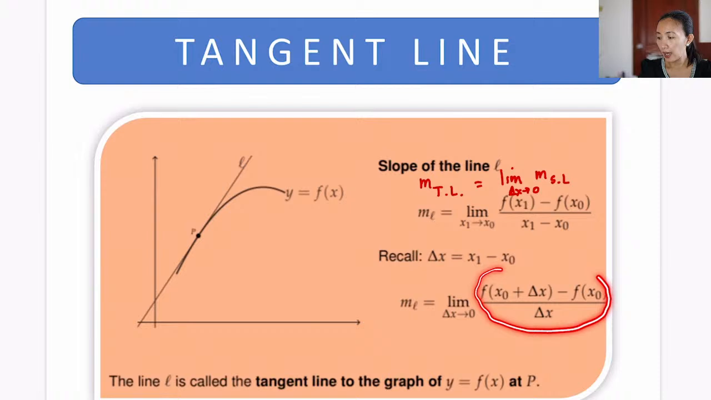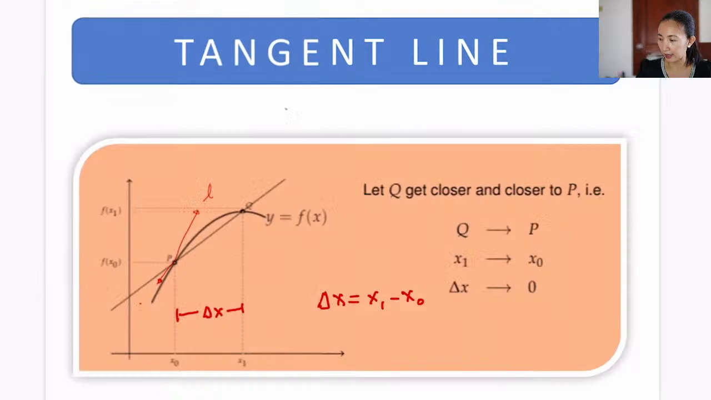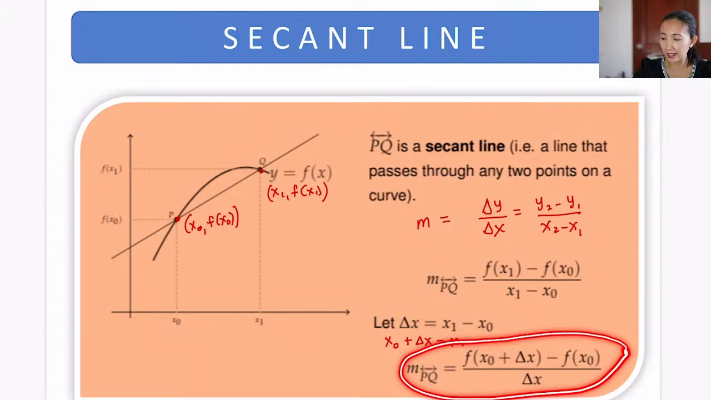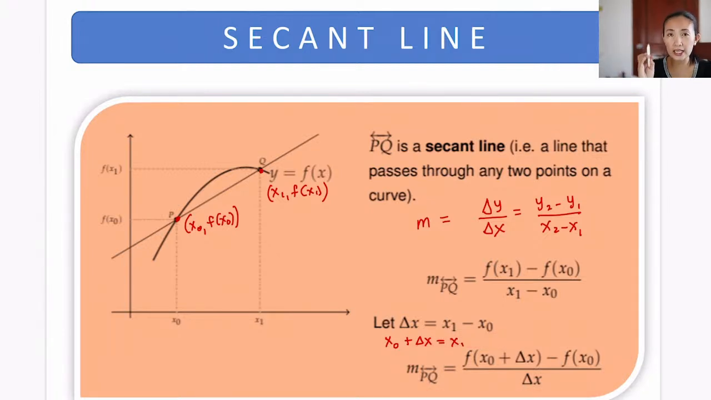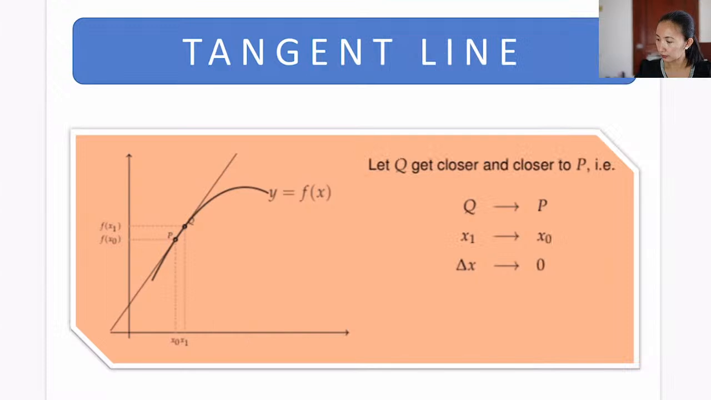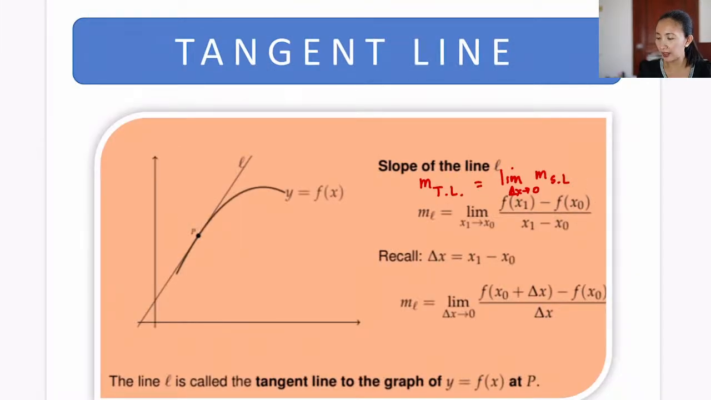line. Remember, this is the slope of the secant line. Okay, the slope of the secant line. Let me highlight this. This is in fact the slope of the secant line. So the slope of the tangent line then is equal to the limit of the slope of the secant line. So the slope of the tangent line is equal to the limit of the slope of the secant line as delta x approaches 0.